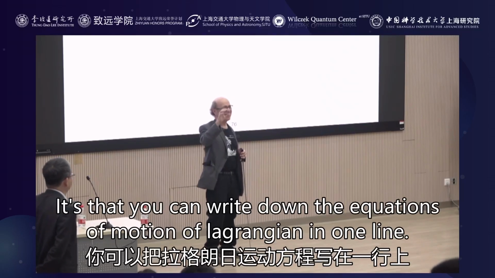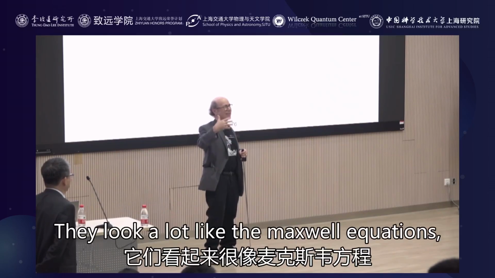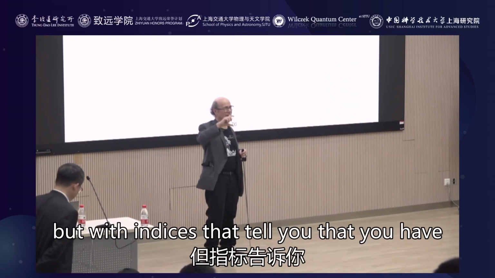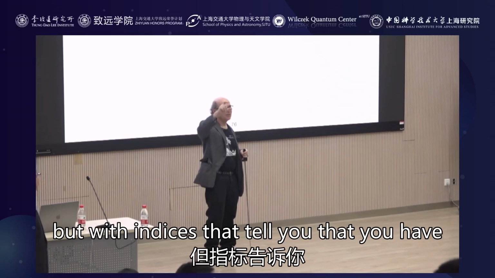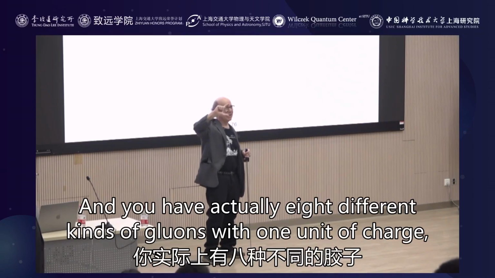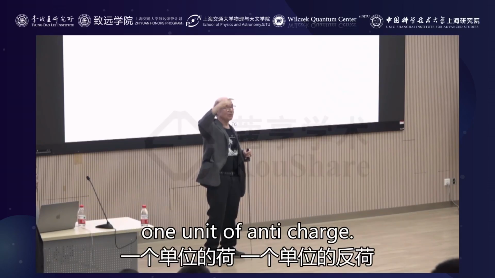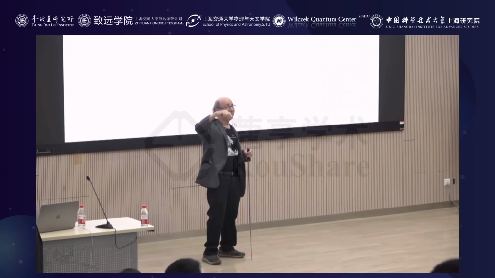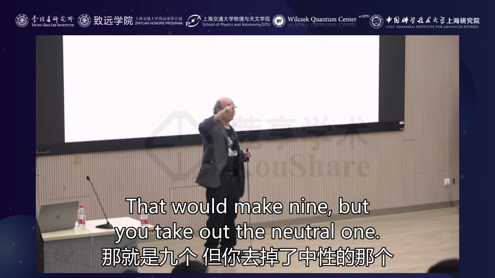You can write down the equations of motion of the Lagrangian in one line. They look a lot like the Maxwell equations, but with indices that tell you that you have three different kinds of charge. And you actually have 8 different kinds of gluons with 1 unit of charge, 1 unit of anti-charge. That would make 9, but you take out the neutral one.